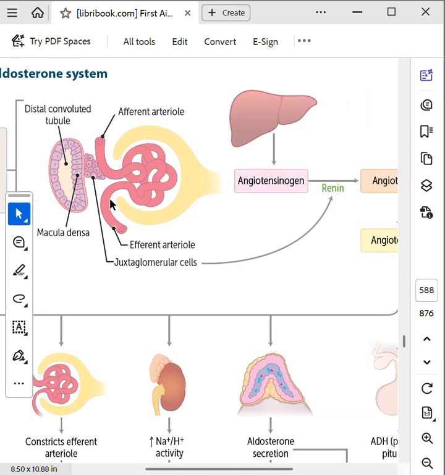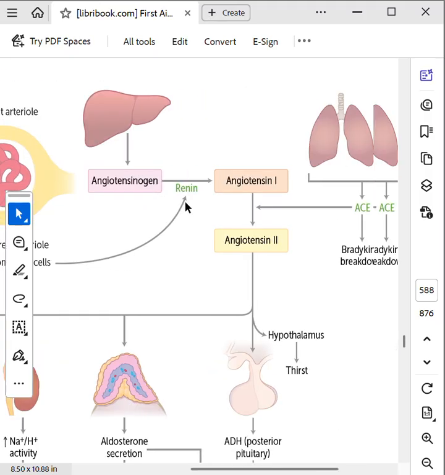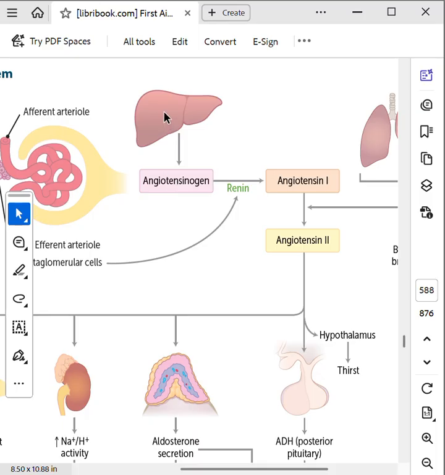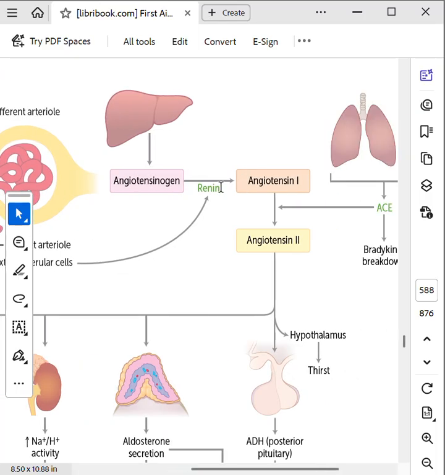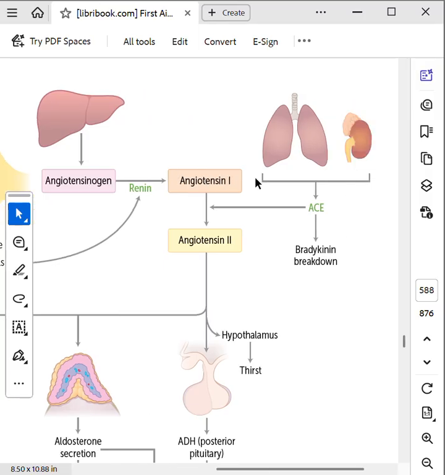So the afferent arteriole, the efferent arteriole and the juxtaglomerular cells are in the distal convoluted tubule. These are the macula densa. And this is the same thing. The angiotensinogen is being released by the liver. The juxtaglomerular cells are making renin. That renin converts the angiotensinogen to angiotensin 1. The angiotensin 1 is then converted into angiotensin 2 using the ACE enzyme from the lungs.